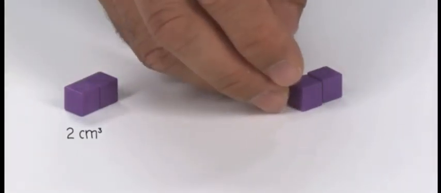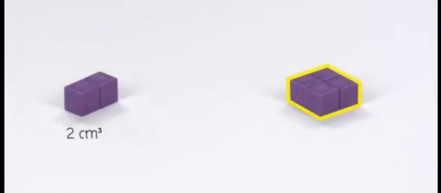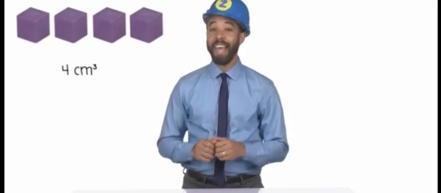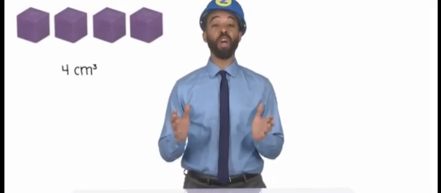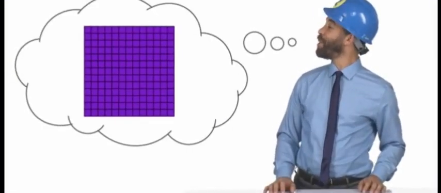What is the volume of this solid? 2 cubic centimeters. What is the volume of this solid? The volume is 4 cubic centimeters. Now, let's build a different structure with a volume of 4 cubic centimeters. Each of these shapes has a volume of 4 cubic centimeters. No matter how we arrange the 4 cubes, the volume stays the same. I can see our building now.